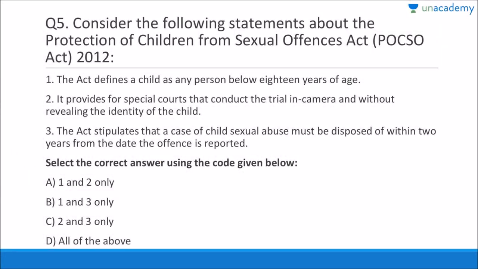Question number 5. Consider the following about the POCSO Act of 2012. The act defines a child as any person below 18 years of age. That is correct. It provides for special courts that conduct the trial in camera and without revealing the identity of the child. That is correct.